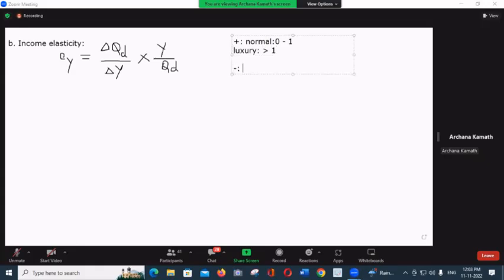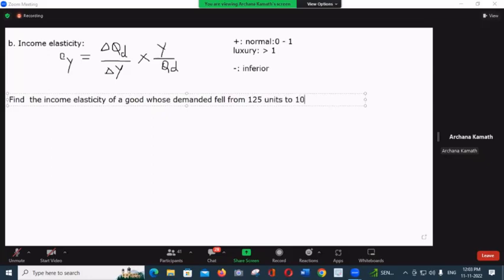A negative value shows that the commodity under consideration falls under the category of inferior good. Okay, a positive value between 0 and 1 is a normal commodity, greater than 1 is a luxury commodity, and an inferior good is when you get a negative value. So the sign is very important. Unlike price elasticity, here the sign should be considered. I'm just randomly giving you some numbers for easy calculation.